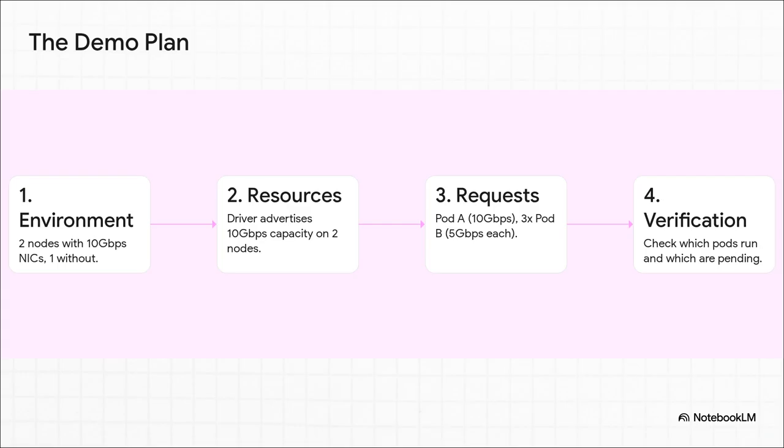Third, the requests. Now we're going to intentionally oversubscribe the cluster. We'll deploy pod A, which asks for a full dedicated 10 gigabits. Then we'll deploy a set of 3 pods, let's call them pods B, where each one requests 5 gigabits. So that's a total request of 10 plus 5 plus 5 plus 5, 25 gigabits of bandwidth. But remember, we only have a total of 20 gigabits available in the entire cluster. Let's see how the scheduler handles this.